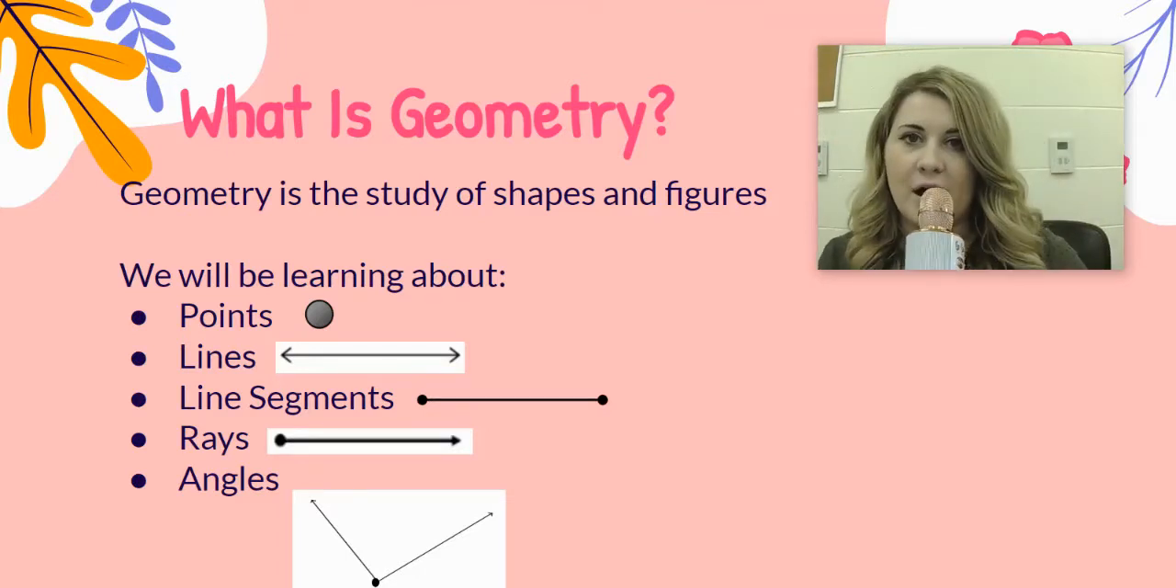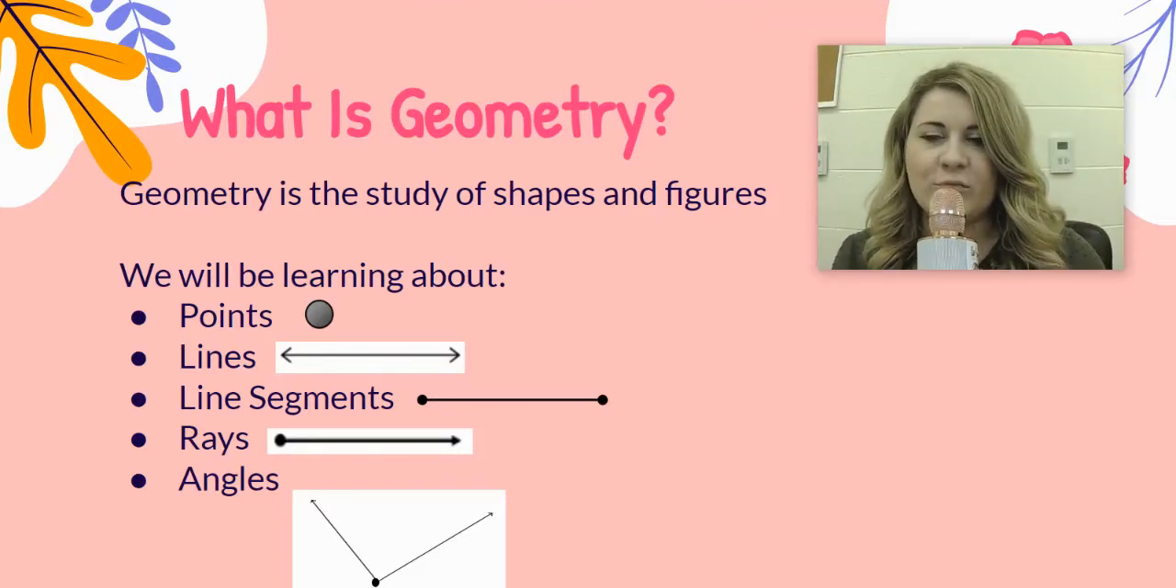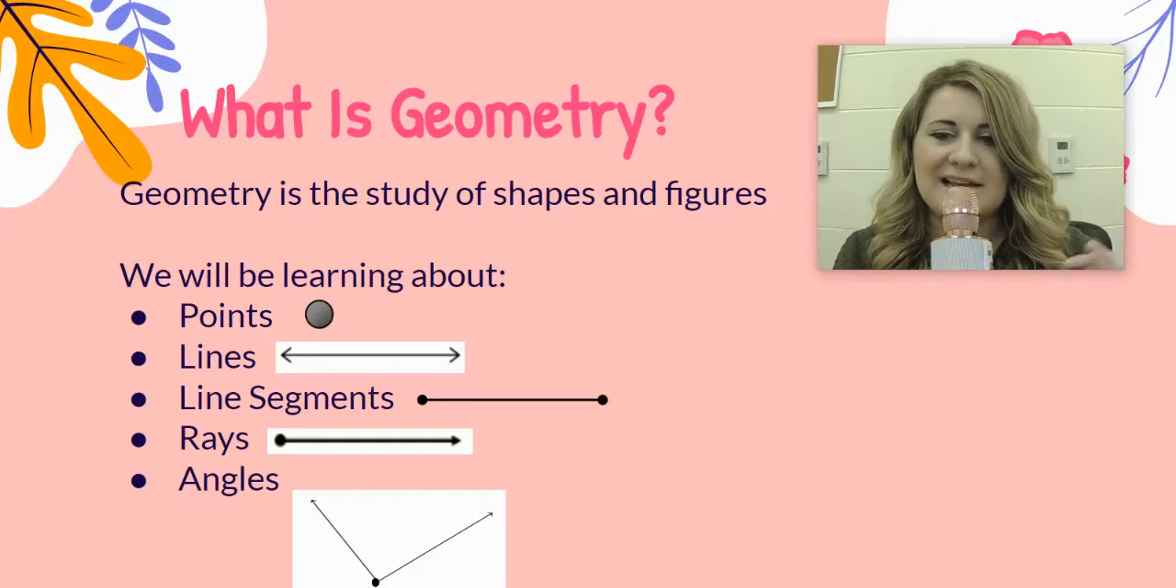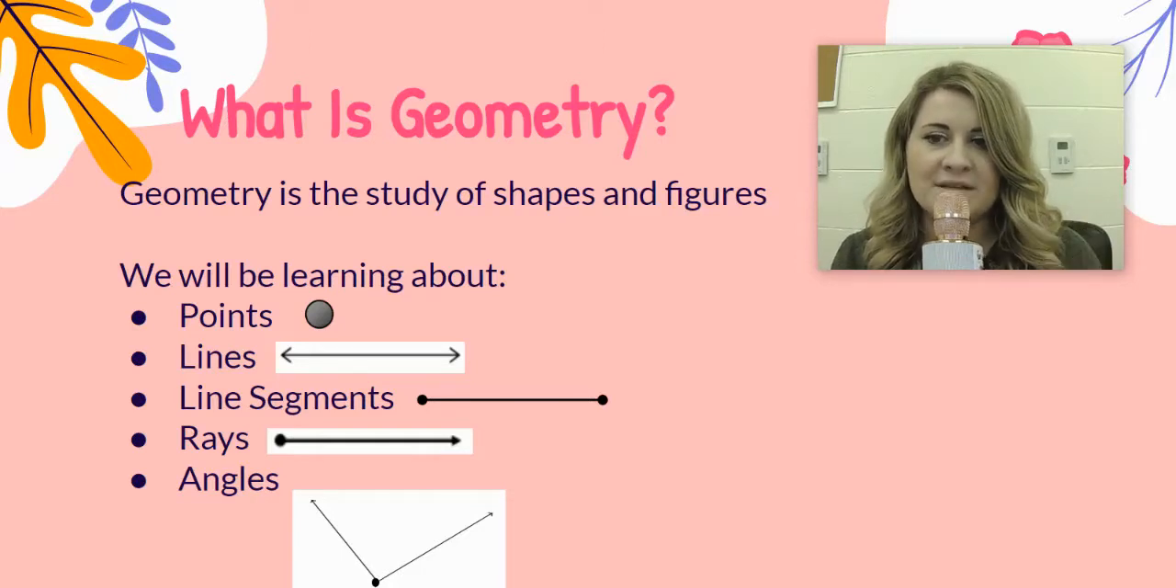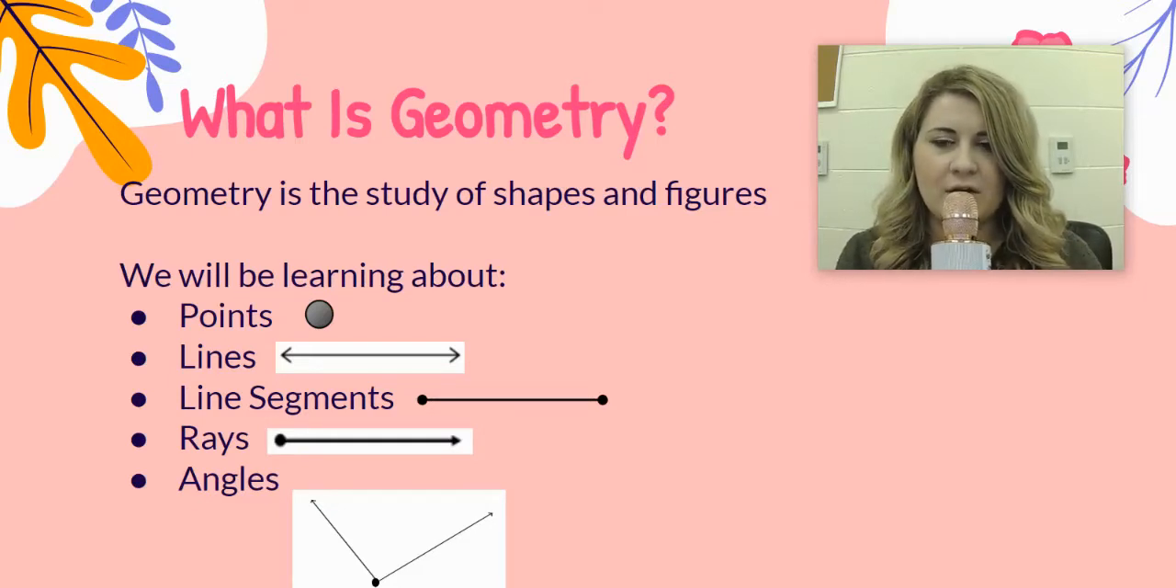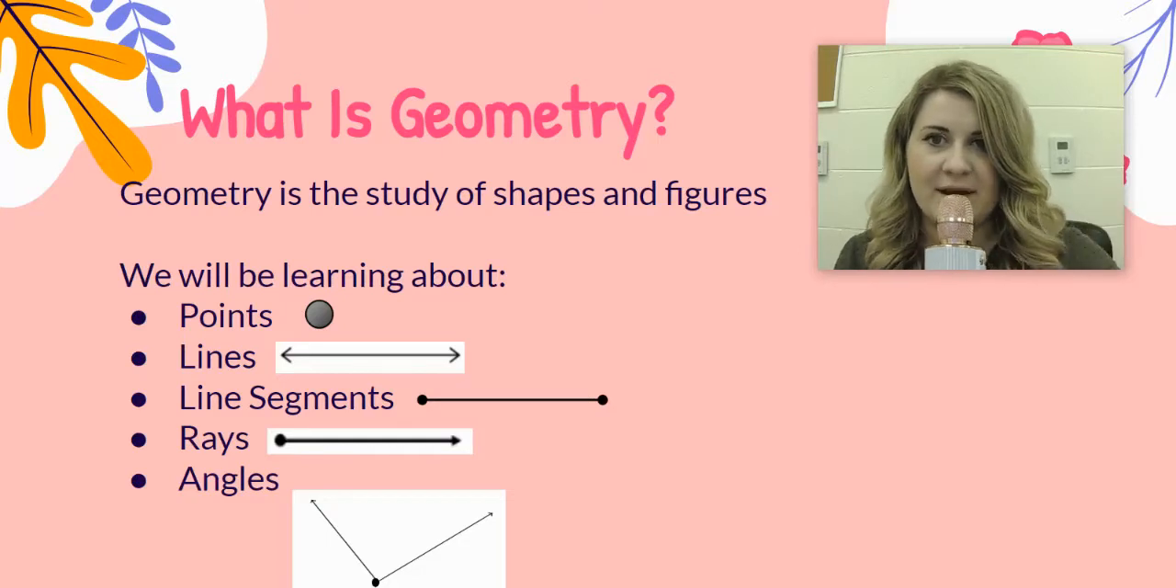So we have our point, which is a dot, our lines, which have 2 arrows, a line segment, which has 2 endpoints, a ray, which goes in one direction, has 1 point, and then an arrow. Then we have an angle, which has 1 point and 2 lines coming out of it.